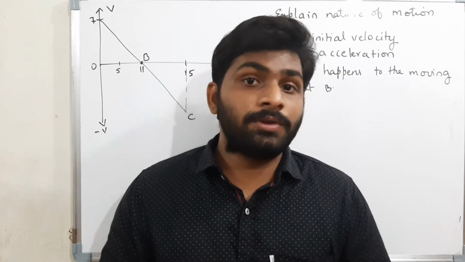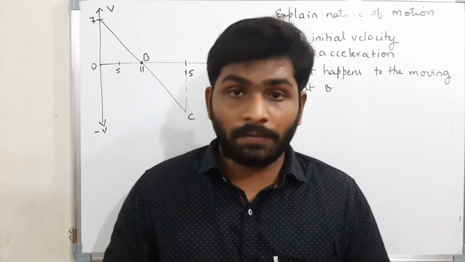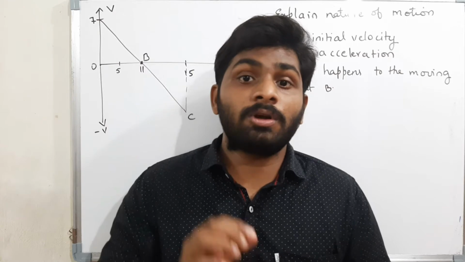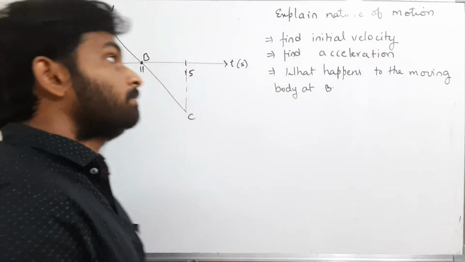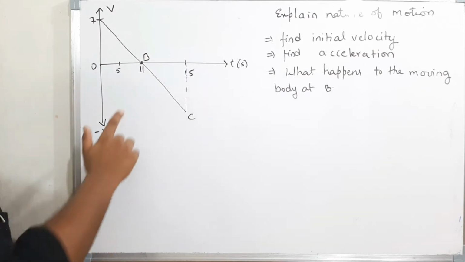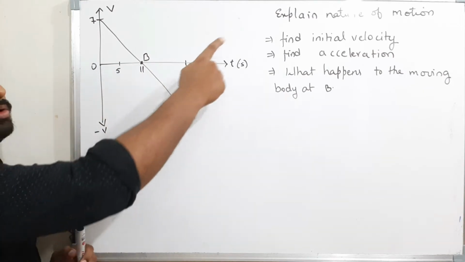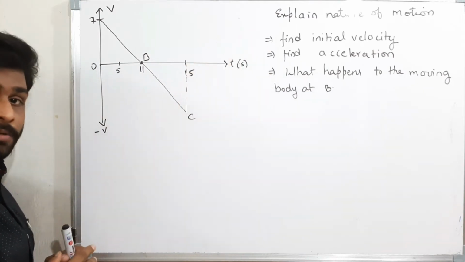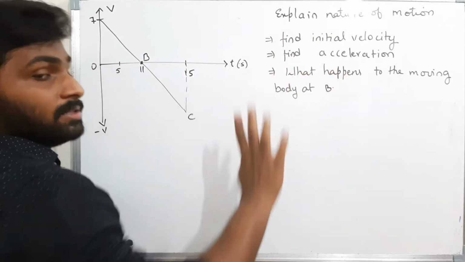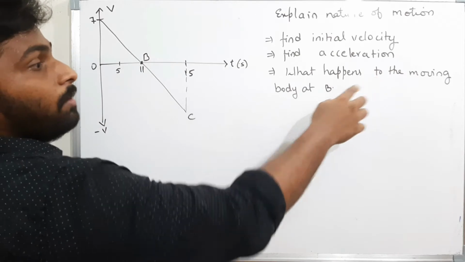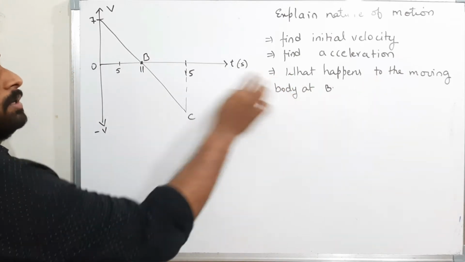And in the previous video we have seen the concept of graphs, and in this video we are going to solve a few problems on the graphs concept. Okay, we'll see the first problem. This is a graph they give, and they told us to explain the nature of the motion. They told us to find the initial velocity, the acceleration of the body, and what happens to the moving body at point B here.